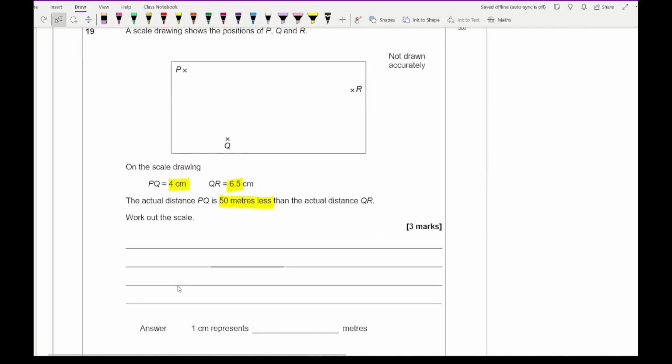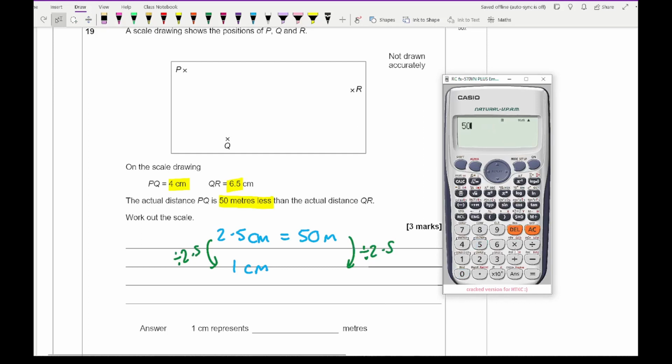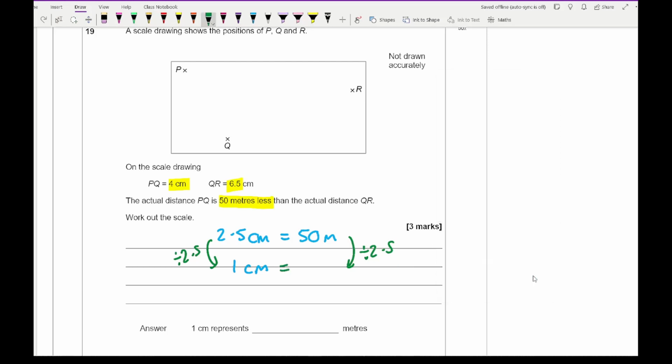So here we've got 2.5 centimeters equals 50 meters. So then what we will want to do is convert this into 1 centimeter. So how do I convert 2.5 to 1? Well, I divide by 2.5. So if I then divide this by 2.5, I'm going to get 50 divided by 2.5, which gives me an answer of 20. So 1 centimeter represents 20 meters.